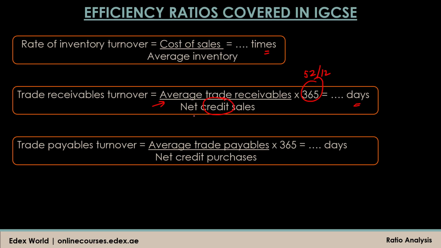Keep in mind only the credit sales you will use in this formula, while the ratio for trade payables turnover was average trade payables upon net credit purchases multiplied by 365. So the number of days that you take to pay the creditors.